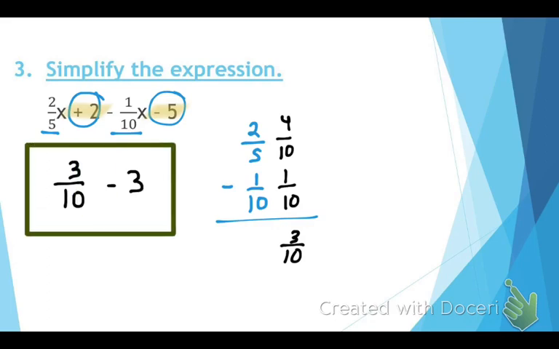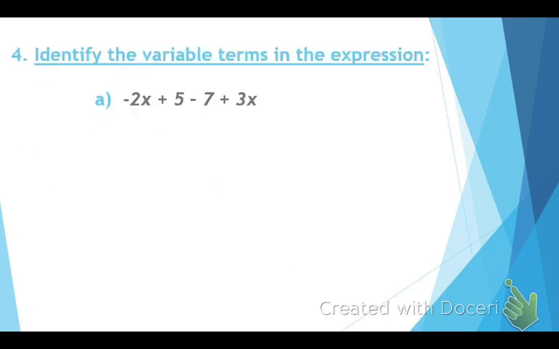What is wrong with this? No variables. You have to put the variable. The 3/10 was in the x family, so always make sure that you show me that it's in the x family. My instructions have asked us to identify the variable terms. Guys, what's a variable term? A term with a variable in it, okay?